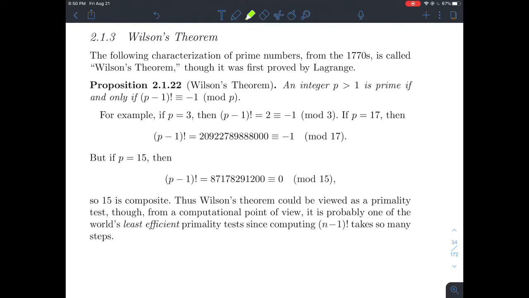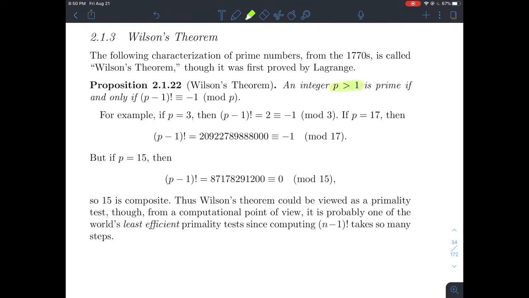This is a short video about Wilson's theorem in section 2.1.3 of Stein's number theory book. And what is Wilson's theorem here? It's sort of like a way to test if an integer is prime. And it's kind of fascinating because it's as old as the 1770s. And so what's the statement of the theorem?